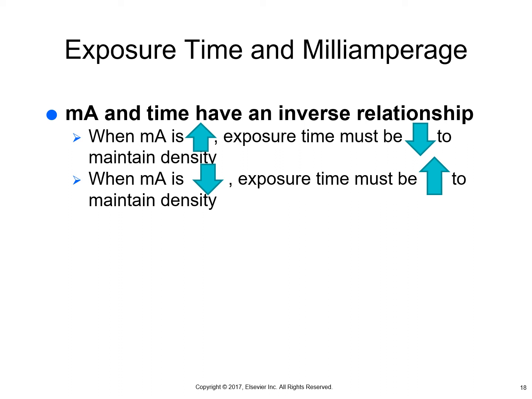So I want to decrease my time. In order to get the same amount of density on my image, if I'm going to decrease time, I need to increase mA to maintain that density. Same thing if I need to decrease mA and I want to maintain density, I've got to increase my time to weigh that out and make it come out the same density as I had in the beginning.